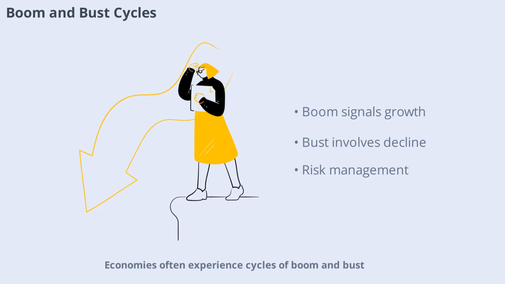Economies often experience cycles of boom and bust. Booms are periods of rapid growth, while busts involve decline and contraction. These cycles are influenced by various factors, including policy, consumer behavior, and global events. Understanding boom and bust trends helps us prepare for fluctuations and manage risks.